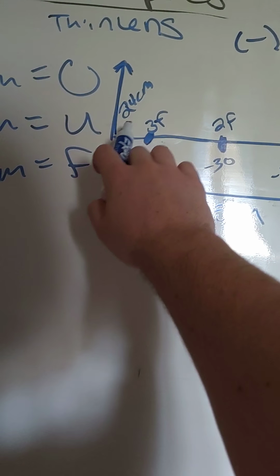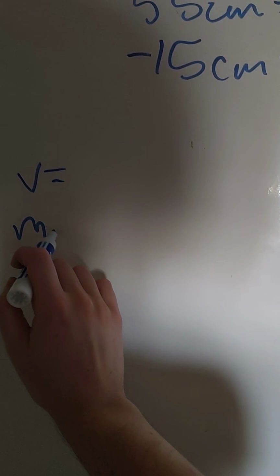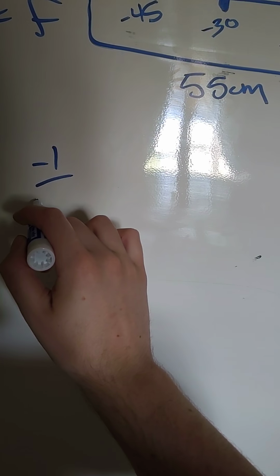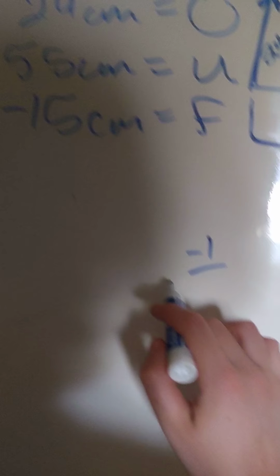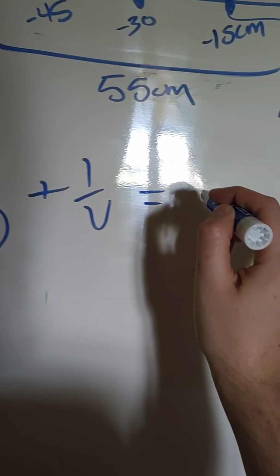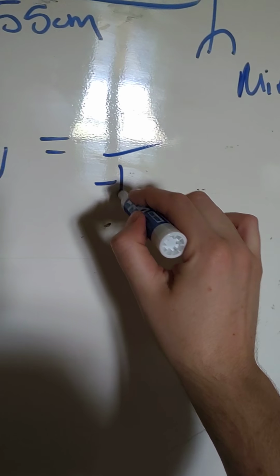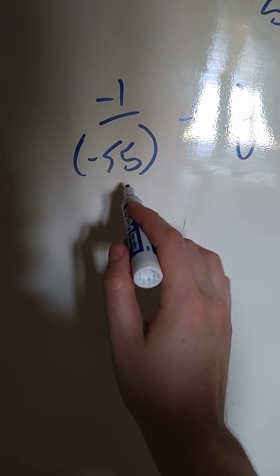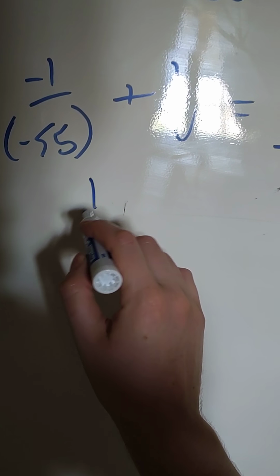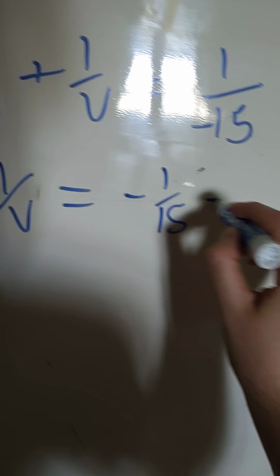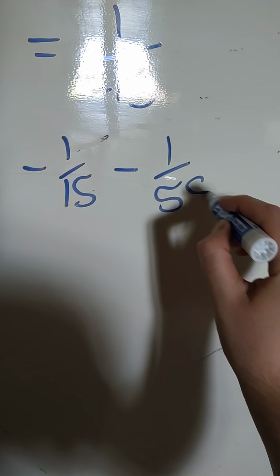And we know that the object's 24 centimeters tall. We're looking for image distance next. Image distance is going to be that minus 1 over u, in this case minus 55 centimeters, plus 1 over v equals 1 over the focal length, which is that minus 15. Because these are two negatives, it makes it a positive, and you subtract that from both sides, which gives us 1 over v equals negative 1/15 minus 1/55.